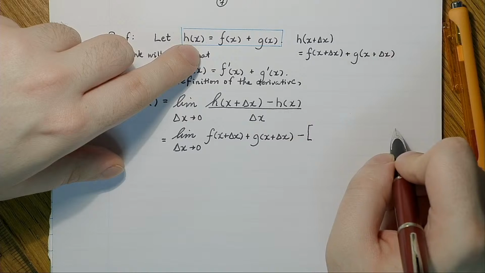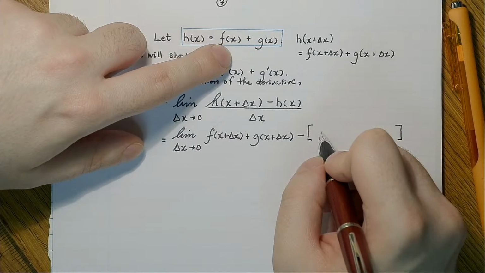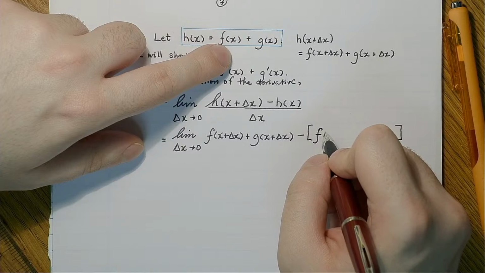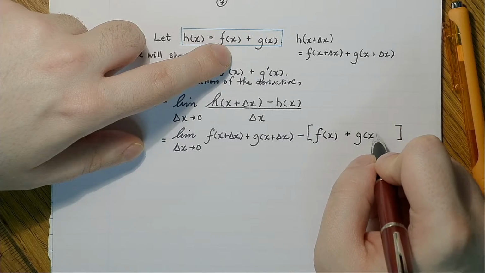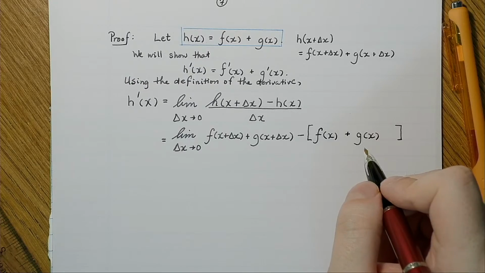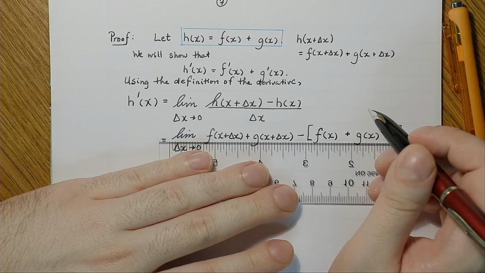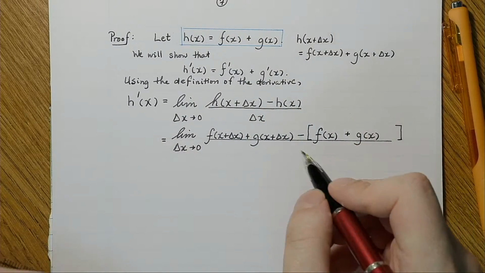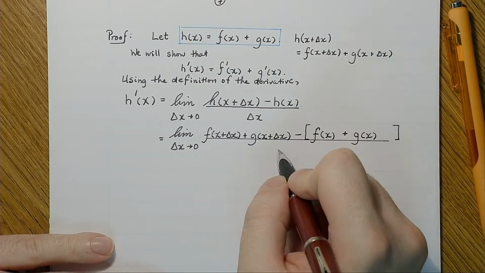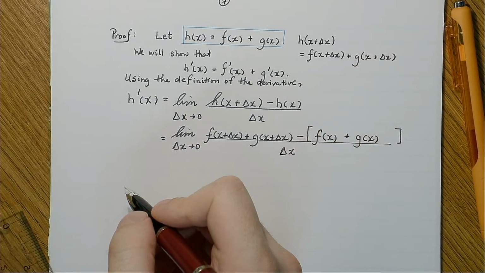So I'm just going to put some brackets in here. So I'm going to replace that. So it's f of x plus g of x, divided by delta x.